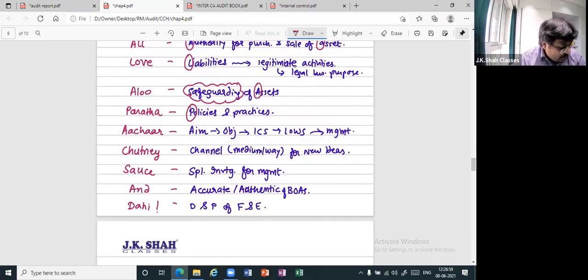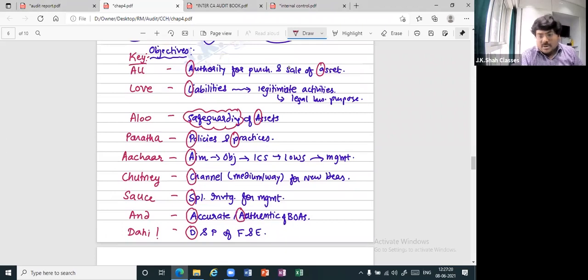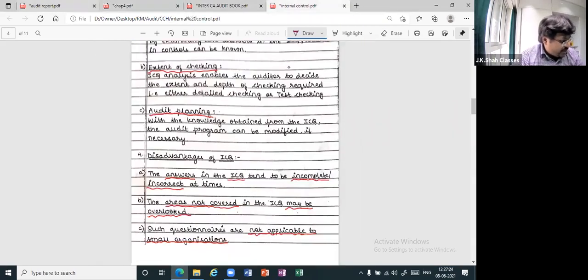P stands for policies and practices. A stands for aim. Chutney stands for channel. Chutney, channel, like that you remember. Now sauce is very special. It is very dear to me as well. Thereafter, and stands for accuracy and authenticity, and D stands for detection and prevention of frauds and errors. As simple as that. All cools? Okay. Where is the answer?